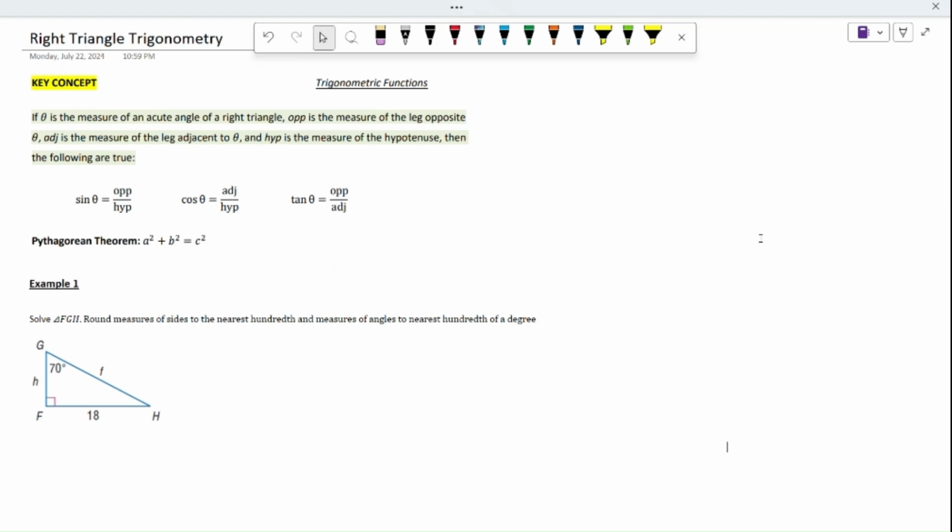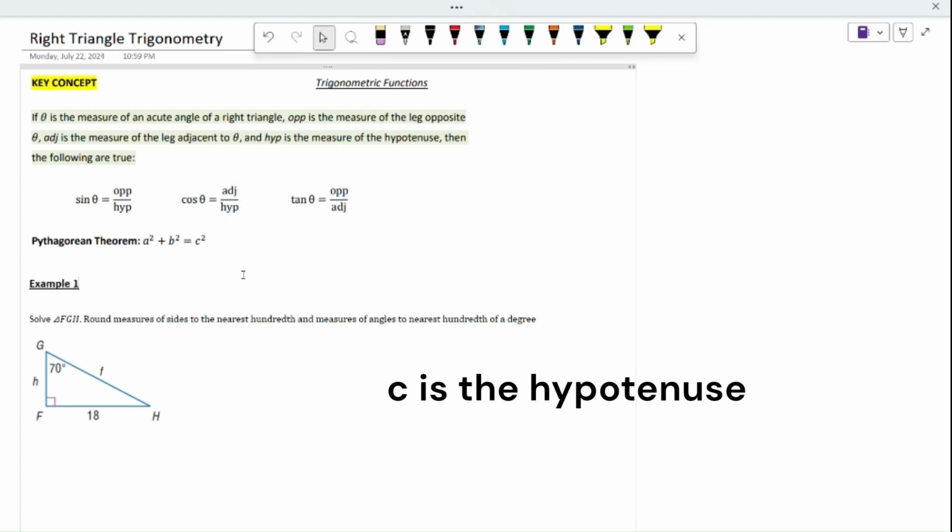When we deal with right triangle trigonometry, a key concept is SOHCAHTOA. That is, sine of theta is opposite over hypotenuse, cosine of theta is adjacent over hypotenuse, and tangent of theta is opposite over adjacent. Theta is the measure of an acute angle of a right triangle, and the key concepts are given here in this box. We also need to know the Pythagorean theorem: a squared plus b squared equals c squared, where c is the hypotenuse, and a and b are the smaller sides.